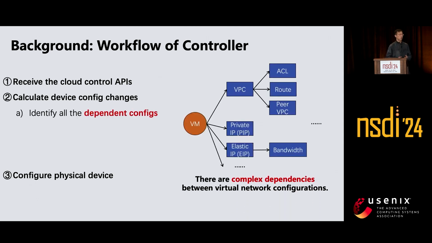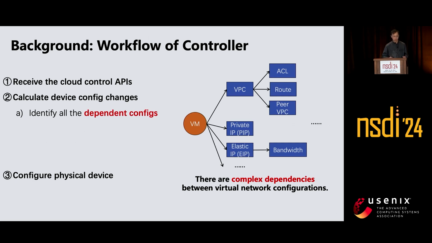The reason is that the service and the cloud network are really complicated. In this case, I'm showing you a virtual machine, which is a very simple object, but a VM can belong to a VPC. A VPC has its own routes, route table, ACL. It can connect to the other peer VPC. This VM might have its own private IP and an elastic IP. So all these kinds of things form a very complicated dependency tree.